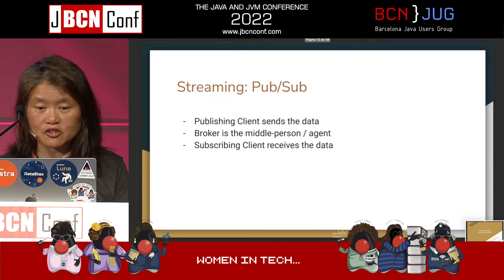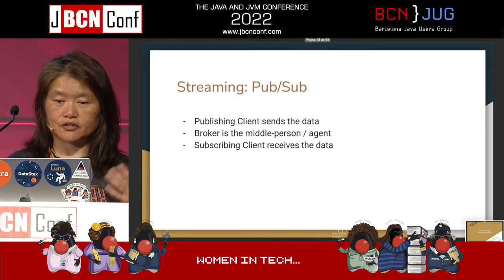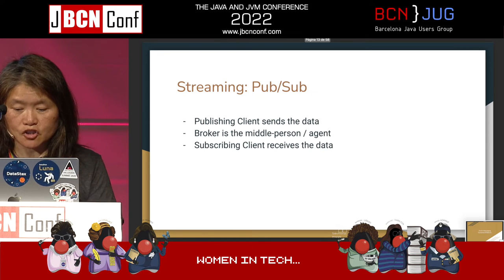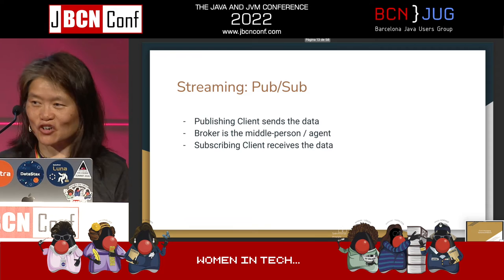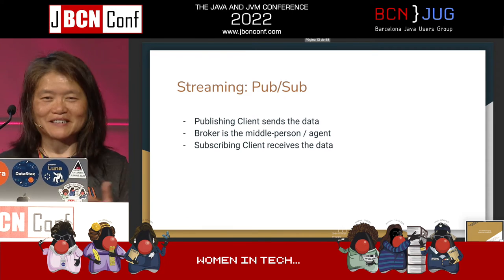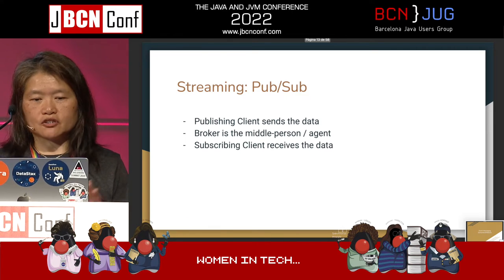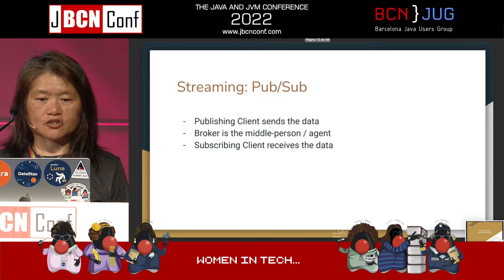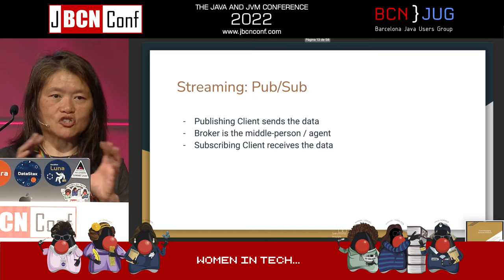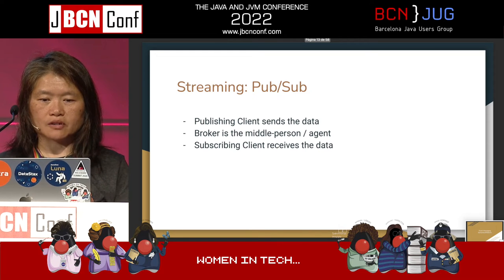It's like, if I'm interested in this data, I'll subscribe to it. But I can also use a specific term, which is topics. In Kafka it's called a topic, and in JMS there are also topics. In Pulsar, too, it's PubSub, and we have a broker that manages all of the data that comes in and out.